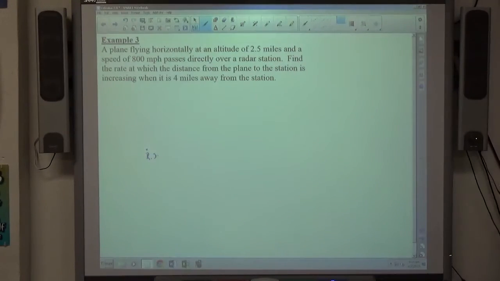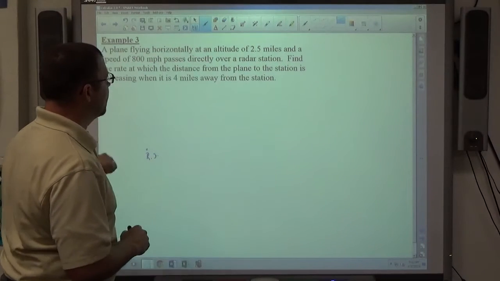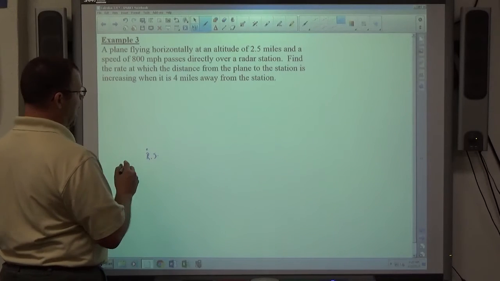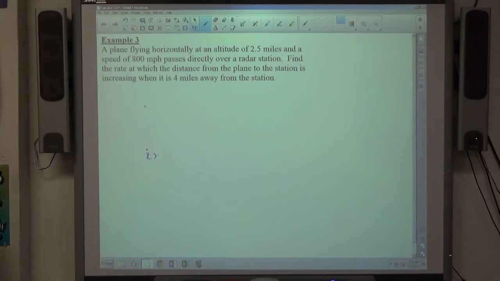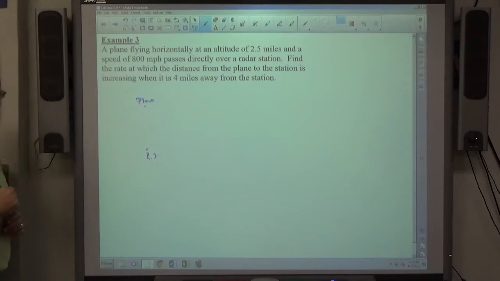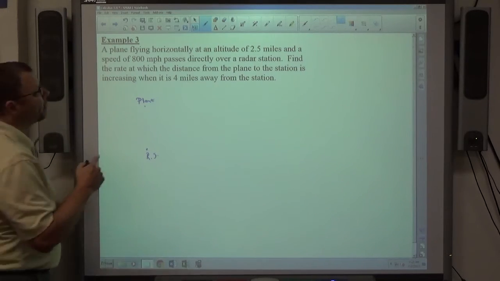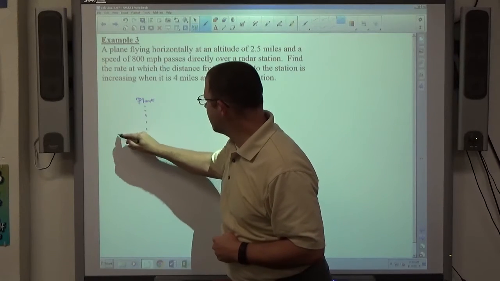Okay, now, we know the plane's flying horizontally at an altitude of 2.5 miles and a speed of 800 miles per hour and passes over. So at some point it passes over this radar station, right? So at some point, that's where the plane was. There's my plane. I know it looks a lot like the radar station, but now it looks a lot more like the plane because I put a P next to it for plane. Which direction is it flying? Due east or horizontally. Horizontally, east or west, doesn't matter. All right, but horizontally is what matters. Now, altitude of 2.5 miles. So I know that this distance here, without a doubt, is 2.5 miles, right?